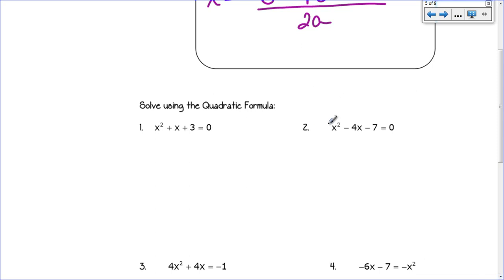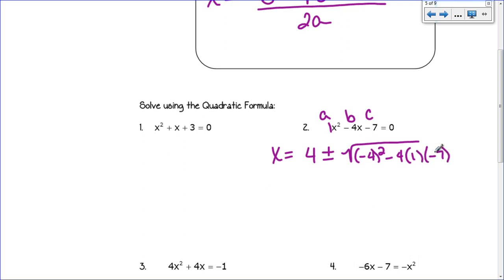Here is number 2. There's a 1 right here that you don't see, so that's a, b is negative 4, c is negative 7, so we're going to plug into our formula. So I have x equals the opposite of b, which is positive 4, plus or minus the square root of b squared, and since b was negative, I'm going to use parentheses, so I have negative 4 squared minus 4 times a, which was 1, times c, which was negative 7, all over 2a, which is 2 times 1. So we're going to simplify.